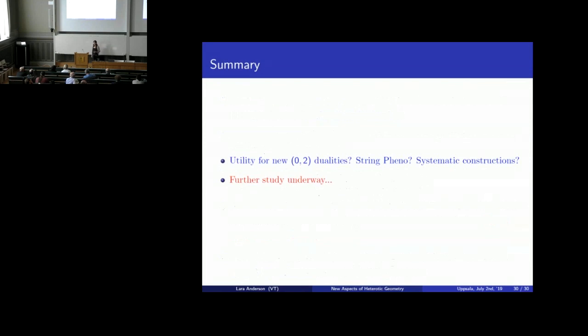So what is the outlook for this? There's a huge amount of geometry and physics still to be understood. This could correspond to some new 0-2 duality at a fundamental level. Maybe this is just a hint for how we need to package degrees of freedom in a heterotic theory in a better way to read off the effective field theory. This could be useful for building effective field theories of your choice, i.e. string phenomenology, or perhaps building data sets of heterotic geometries like we have done for Calabi-Yau's that allow us to more systematically construct things. And further study is definitely warranted and underway. And I will stop there.